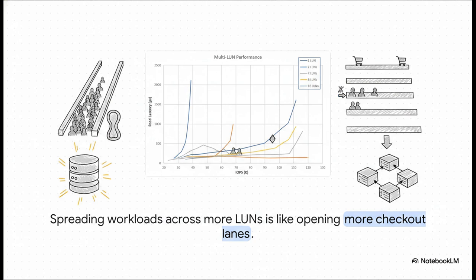By spreading your data workload across multiple LUNs, which are basically just logical containers, it's like opening up more checkout lanes at the supermarket. And what happens when you open more lanes? The lines get shorter, people get through faster. In the storage world, that means less waiting, or what we call lower latency.